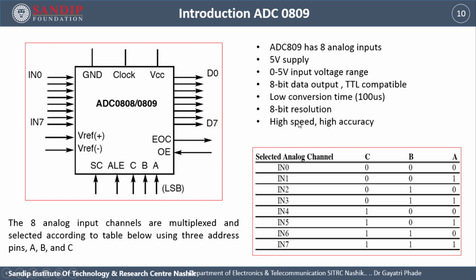So the speed of the ADC is based on the conversion time and the accuracy is based on the resolution. Both points are important to consider for the speed and the accuracy of any ADC. And lastly, it has low power consumption, that is less than 15 milliwatt.